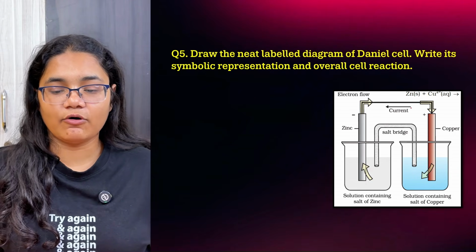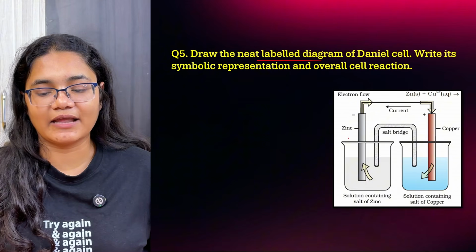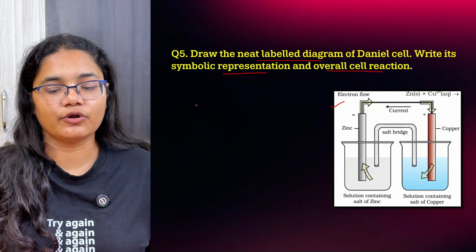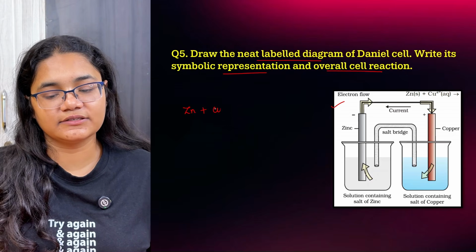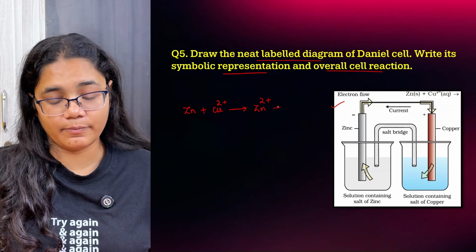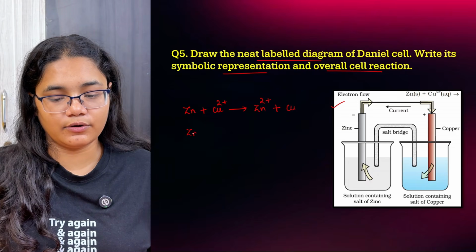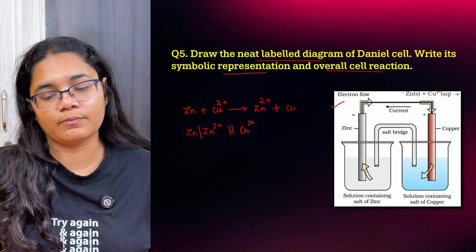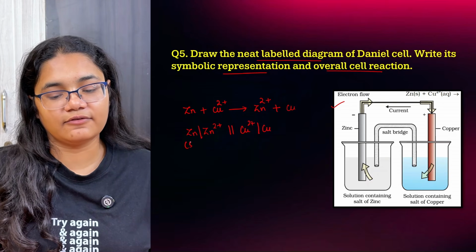Next is the neat labelled diagram of the Daniell cell. This is the diagram you have to draw. Write its symbolic representation and overall cell reaction. So the overall cell reaction is like this, where zinc undergoes oxidation and copper undergoes reduction. And if you just want to write the cell notation, it is like this: Zn | Zn2+ || Cu2+ | Cu. Also write their physical state here.